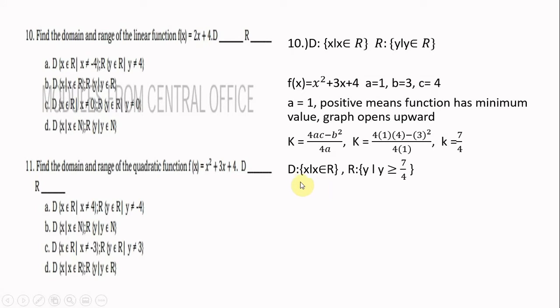So therefore, our domain is the set of real numbers, but our range is the set of y such that y is greater than or equal to 7 over 4. Is there any question?